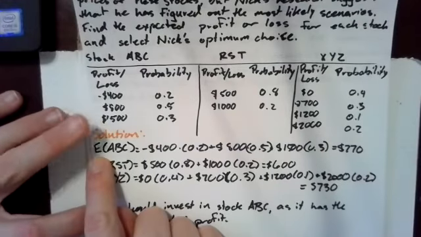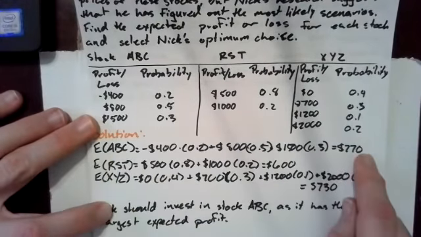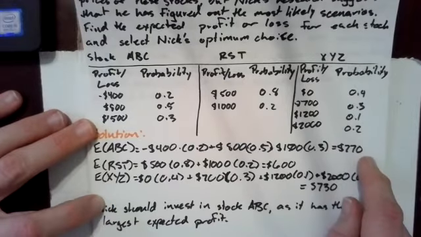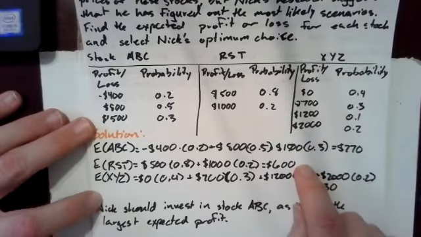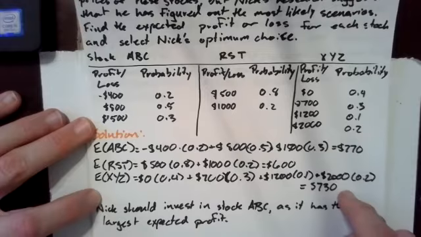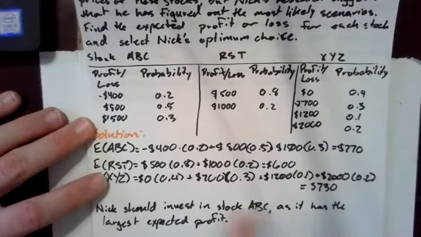So the solution is to first calculate these expected values. The expected profit from stock ABC is $770. The expected profit from stock RST is $600, and the expected profit from stock XYZ is $730. So Nick should invest in stock ABC as it has the largest expected profit.